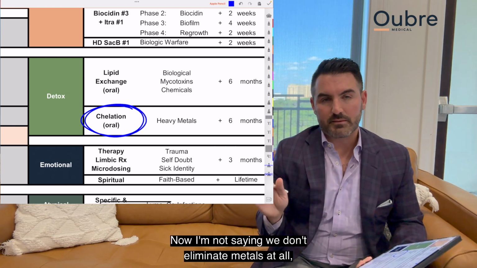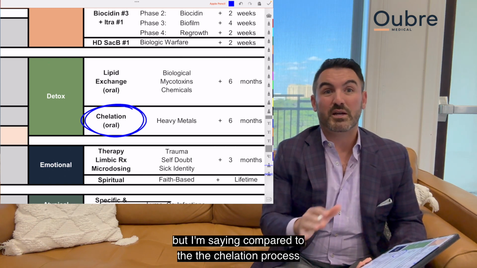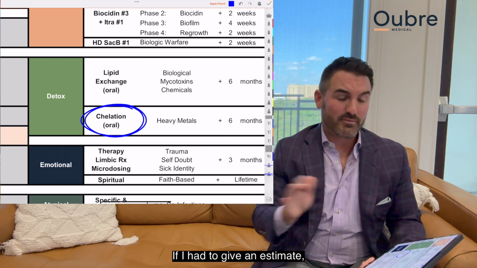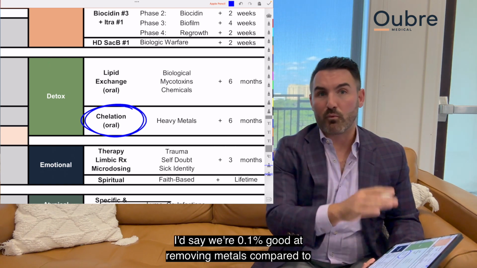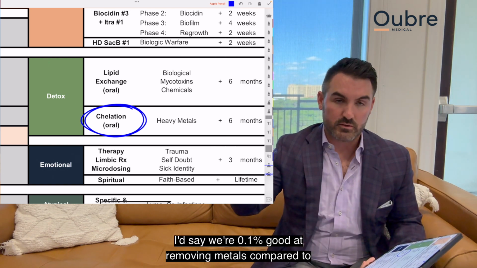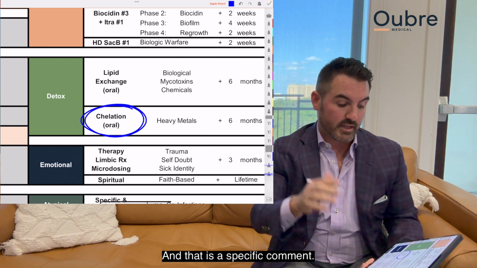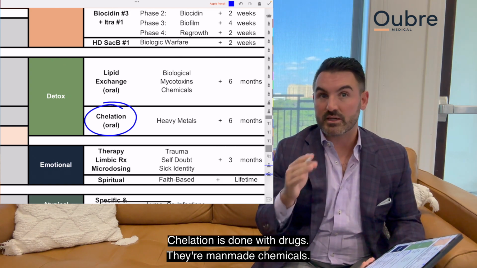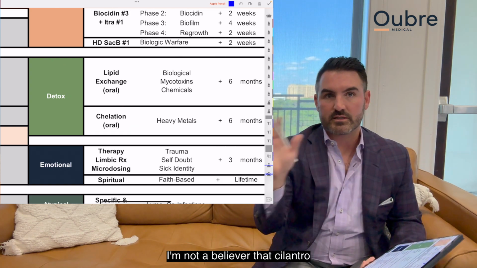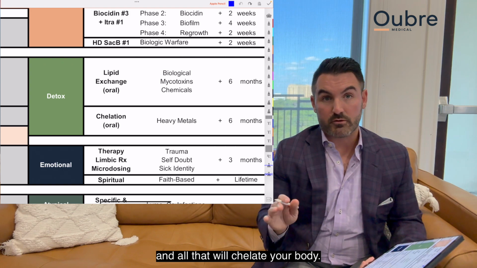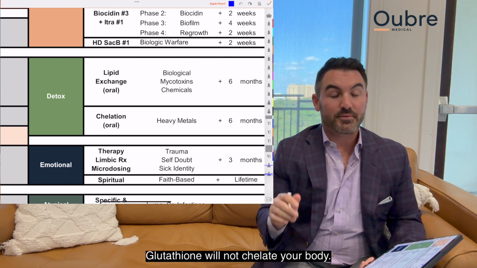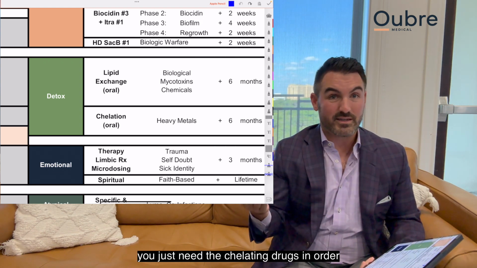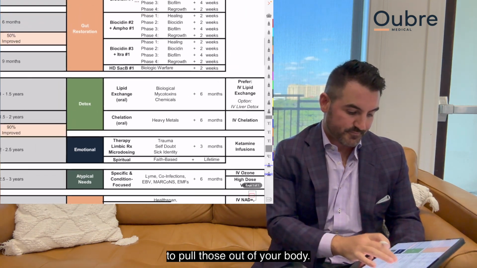Now, I'm not saying we don't eliminate metals at all, but I am saying compared to the chelation process that we can do, our bodies are terrible. If I had to give an estimate, I'd say we're 0.1% good at removing metals compared to what the drugs and chemicals do. And that is a specific comment. Chelation is done with drugs. They are man-made chemicals. They are not natural. I am not a believer that cilantro and all that will chelate your body. Glutathione will not chelate your body. Yes, it does, but small percentages. When you have too many metals in your body, you just need the chelating drugs in order to pull those out of your body. Okay?